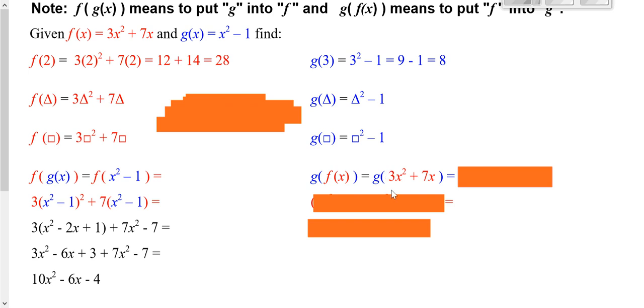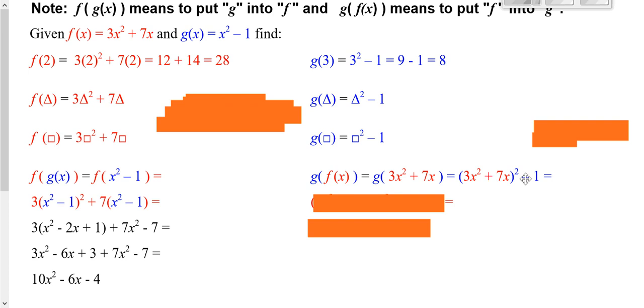Now, once again, g says whatever your input is, you need to square it and then subtract 1. That's what g says to do, input squared minus 1. So we have input squared minus 1. Our input is this whole red thing. So that's what it would be, because f is what's going into this one here.